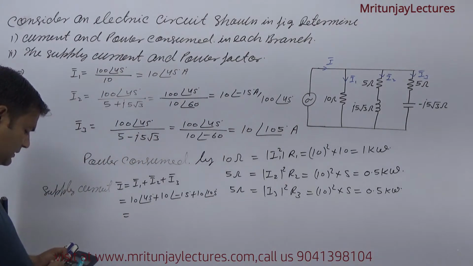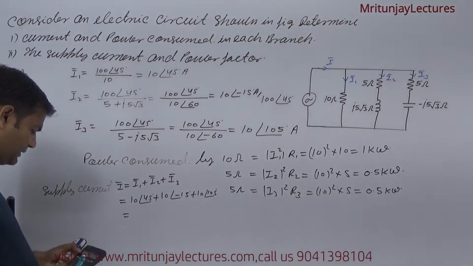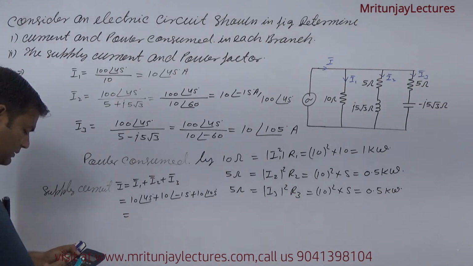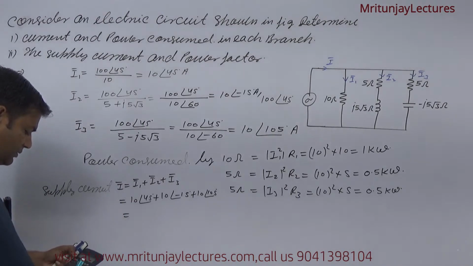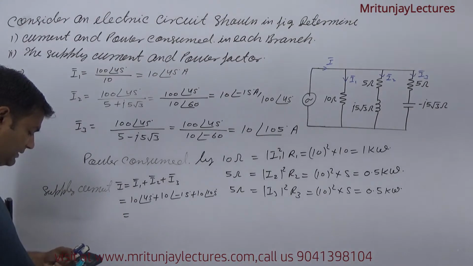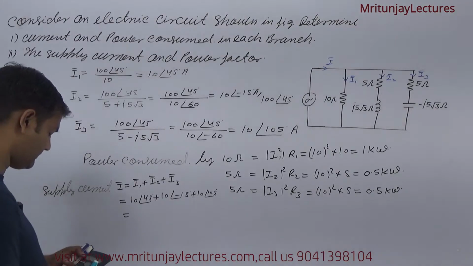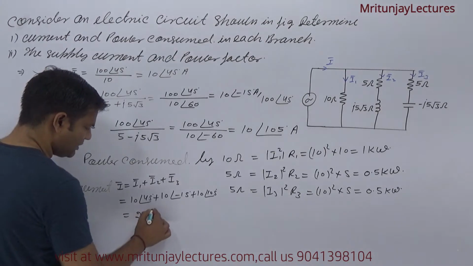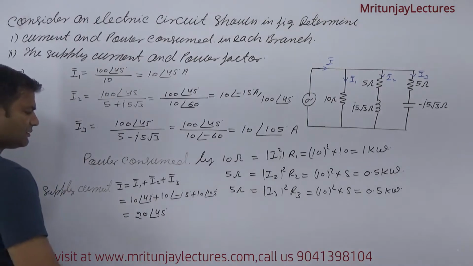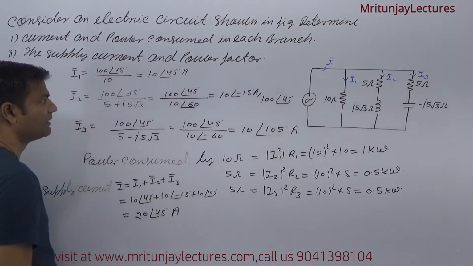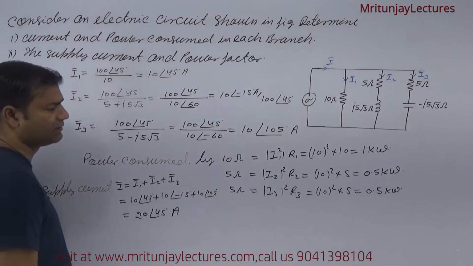10 at the angle 45 plus 10 at the angle minus 15 plus 10 at the angle 105. Finally we got 20 at the angle 45 degree. So net current is 20 at the angle 45 degree. Okay, now next one is the power factor.